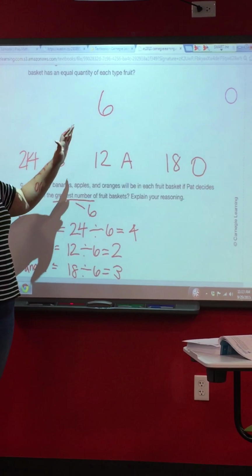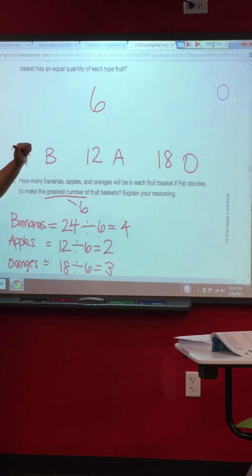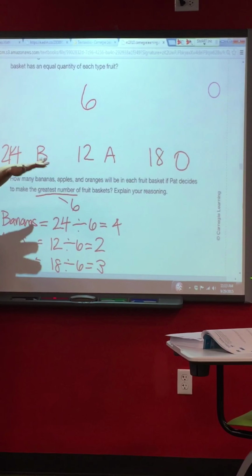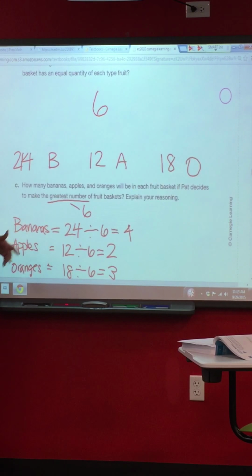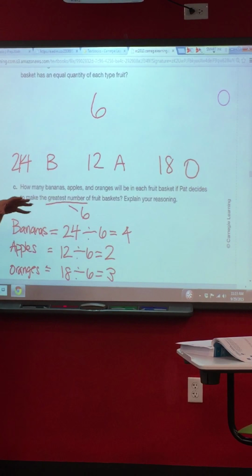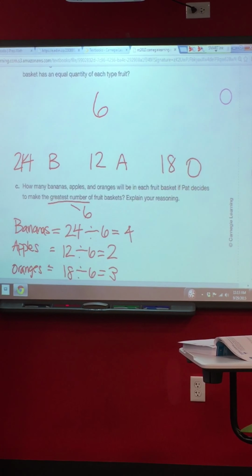So the first thing is finding the factors that they have in common. From there, picking the one that is the greatest, and then doing the division to figure out how many pieces will go into each one, okay?